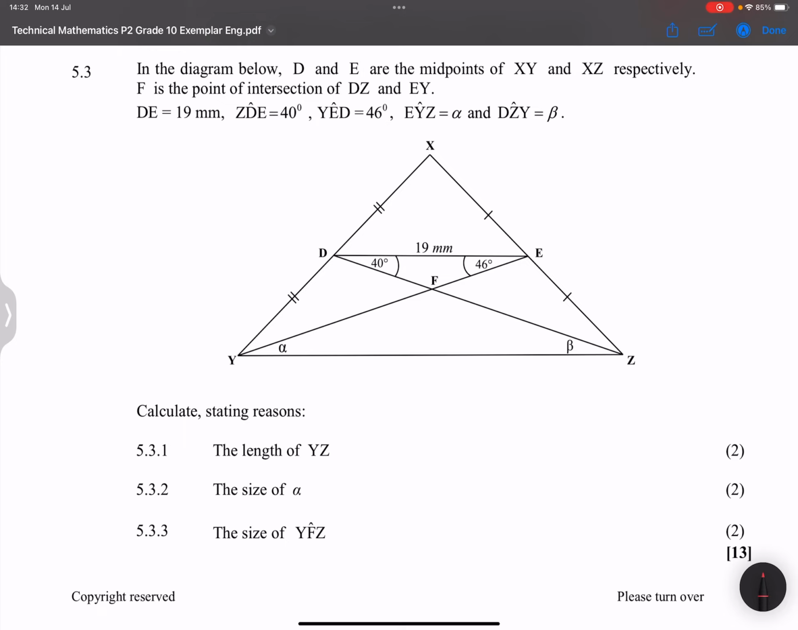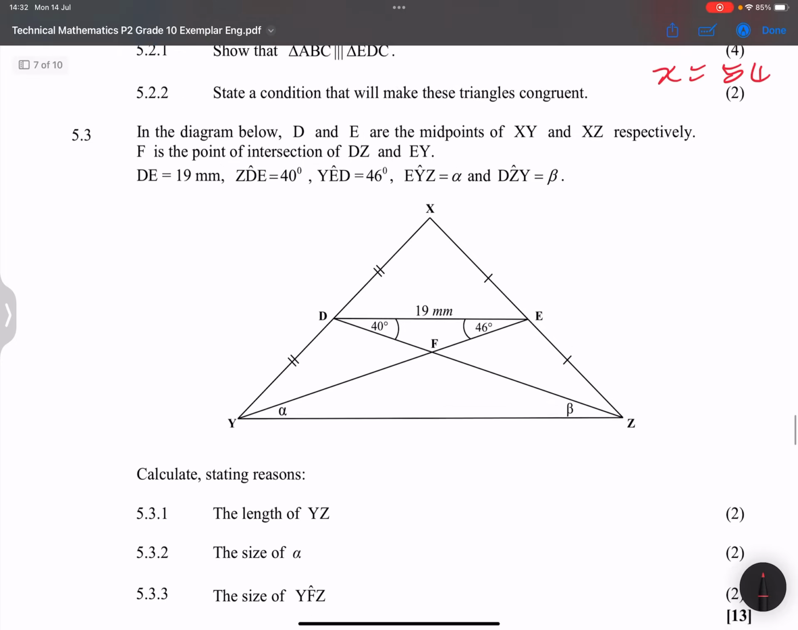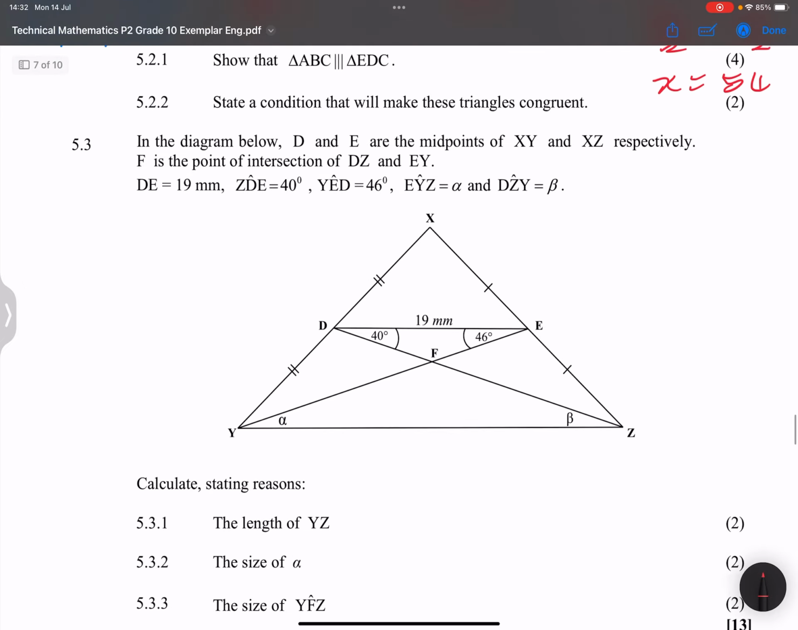All right, so we are looking at 5.3. In our previous video, we were looking at 5.2. You can see we still have those answers.